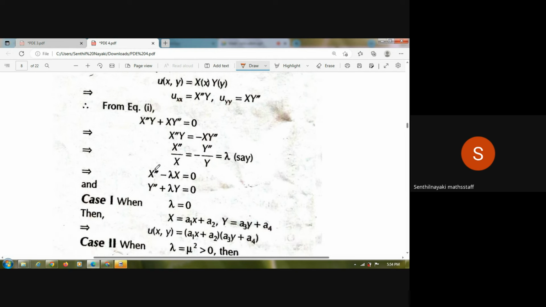After that, we have x double dash minus lambda x equal to 0, the same solution procedure that we have seen in the wave equation and the heat equation. Similarly, in the second one, y double dash plus lambda y equal to 0. In the first case, if lambda equal to 0, then x double dash equal to 0. After integrating, we have x equal to a1 x plus a2 and y equal to a3 y plus a4.